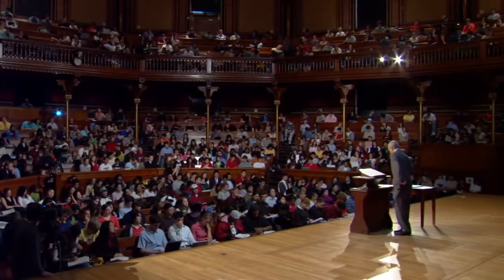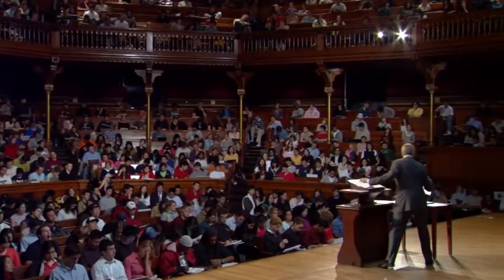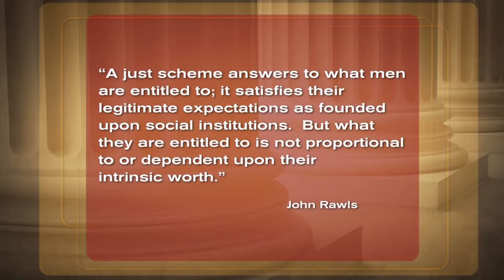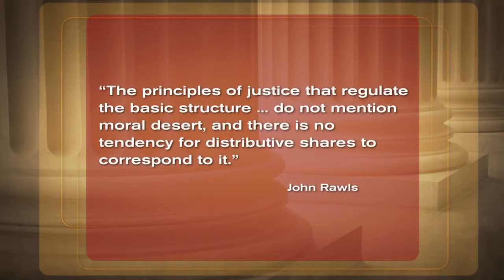Now, Rawls says distributive justice is not a matter of moral desert, though it is a matter of entitlements to legitimate expectations. Here's where he explains it. A just scheme answers to what men are entitled to. It satisfies their legitimate expectations as founded upon social institutions. But what they are entitled to is not proportional to, nor dependent on, their intrinsic worth. The principles of justice that regulate the basic structure do not mention moral desert, and there is no tendency for distributive shares to correspond to it. Why does Rawls make this distinction? What morally is at stake?